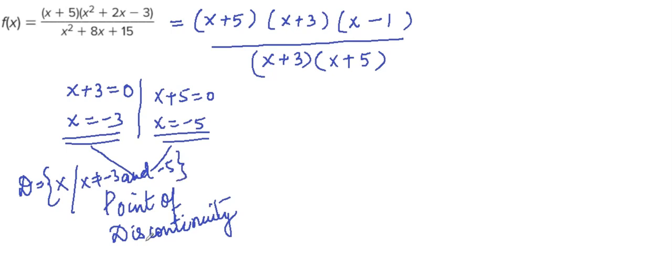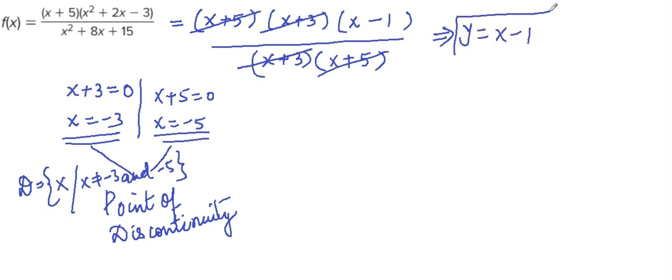So the domain and point of discontinuity we get from the function before cancelling out the same terms. Always remember, don't cancel out first. Firstly, we find the point of discontinuity and domain. But if they ask you to find the vertical asymptote, then you have to simplify this. x plus 3 cancels out with x plus 3, x plus 5 cancels out with x plus 5. So what are we left with? We are left with f(x), which means y is equal to x minus 1.